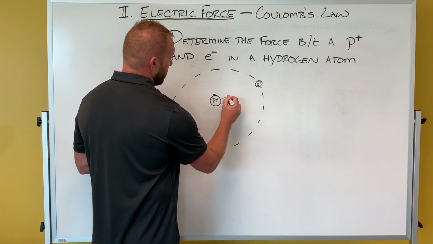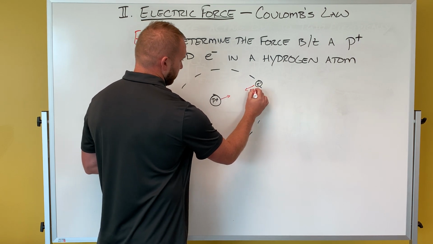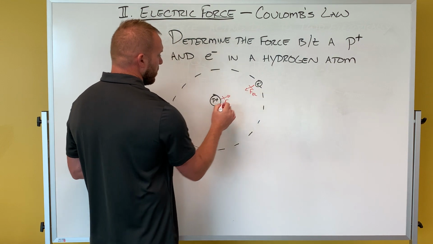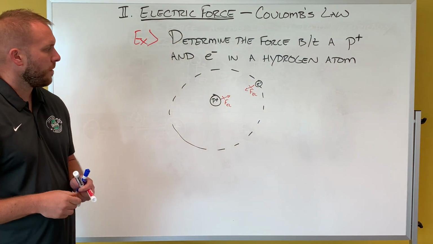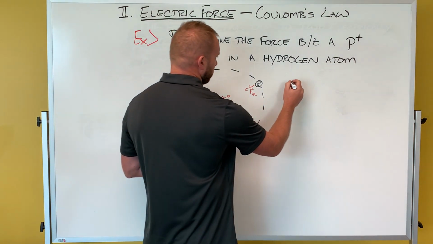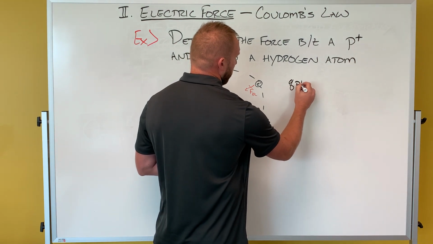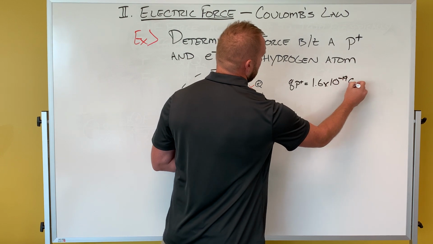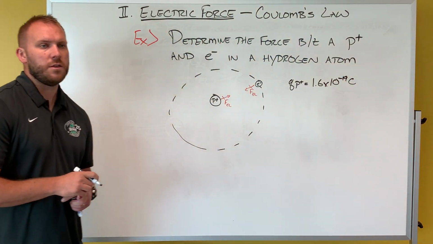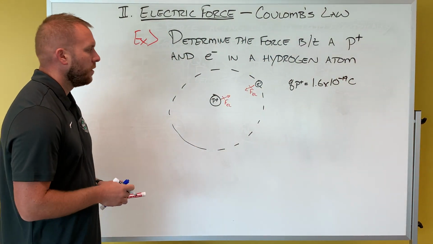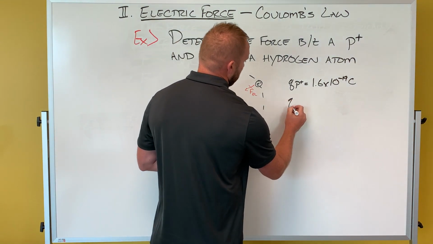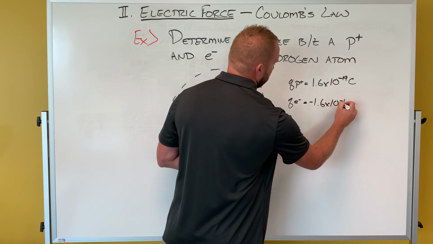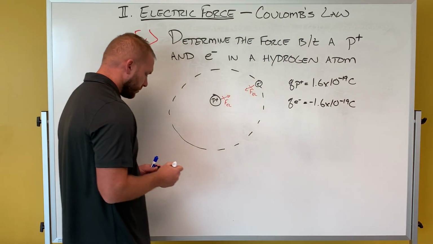So these are going to be an attractive force, an electrostatic force in between them, and again they are equal and opposite. So things that we know. We know our charges. The charge of the proton is going to be 1.6 times 10 to the negative 19 coulombs. That's just the fundamental charge, the charge of a single proton or a single electron. The charge of the electron is going to be negative 1.6 times 10 to the negative 19 coulombs.